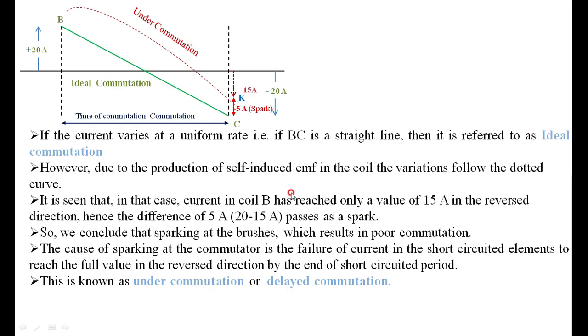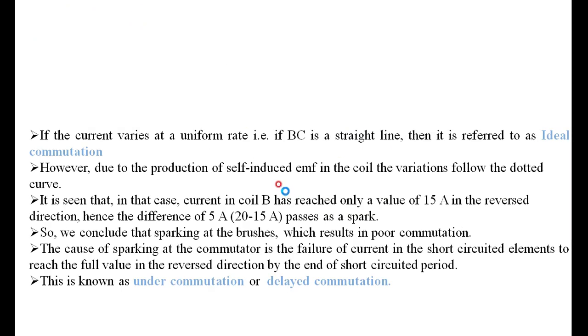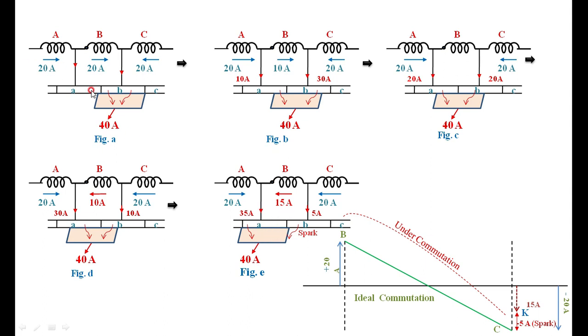What do we mean by the distance moved? The distance moved is nothing but moving from commutator segment B to commutator segment A. The total distance moved here is the width of the brush. That is, for a commutation process, the distance traveled by the brush is from commutator segment B to commutator segment A. The total distance traveled is the total width of the brush, and there is a small portion of the mica insulation.